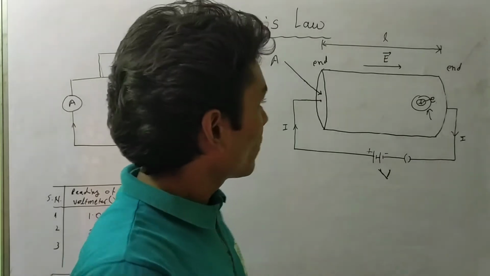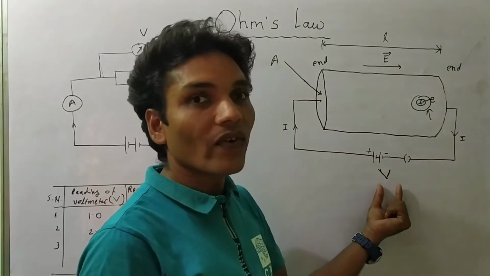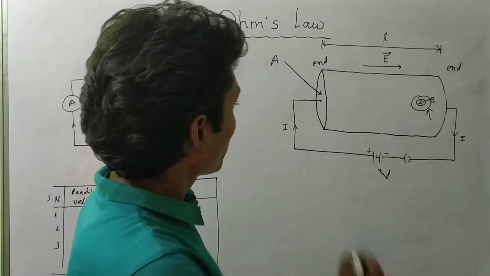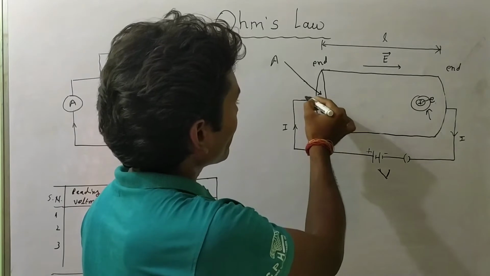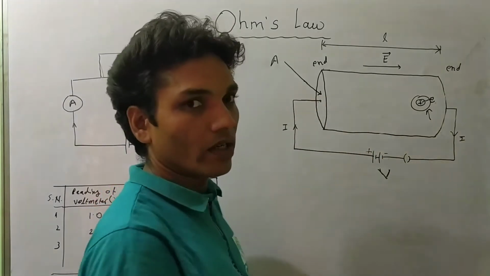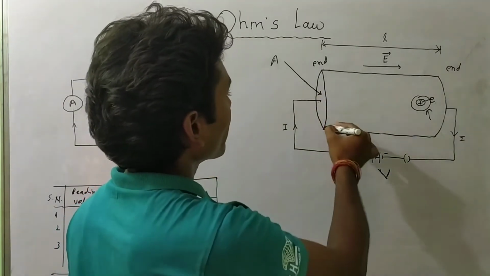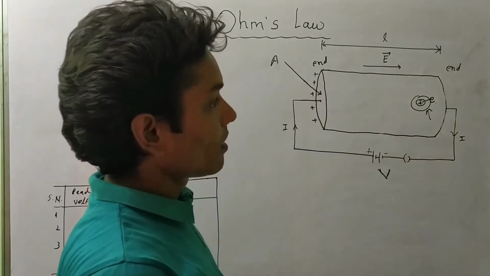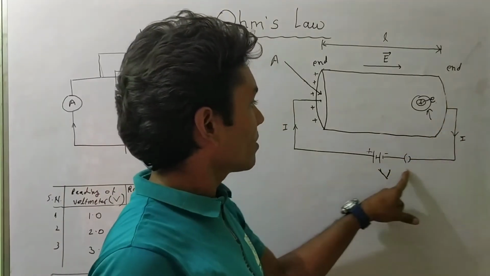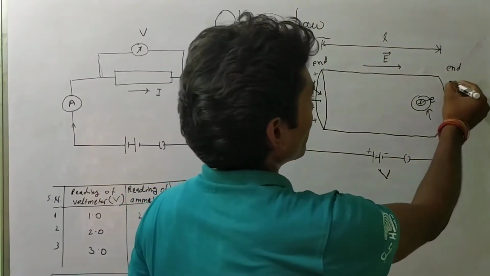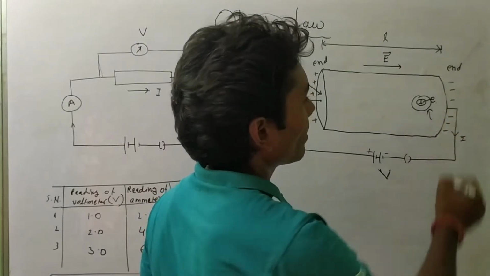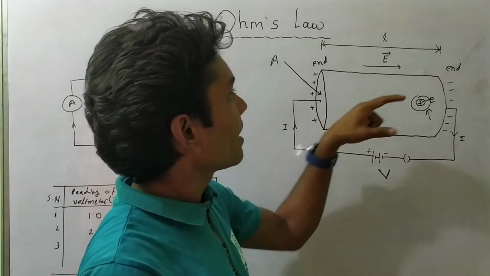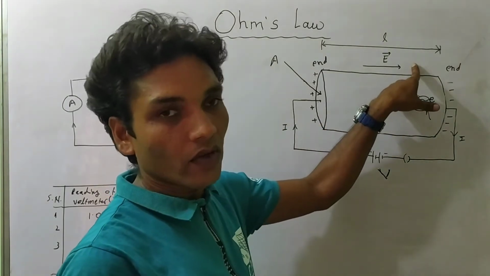Now an external potential difference is applied across the terminals of the conductor. This end of the conductor is connected to the positive terminal, so positive potential is developed on this face of the conductor. This end is connected to the negative terminal, so negative potential will be developed here. Due to the potential difference, an electric field is produced.